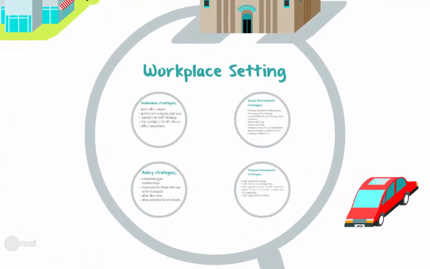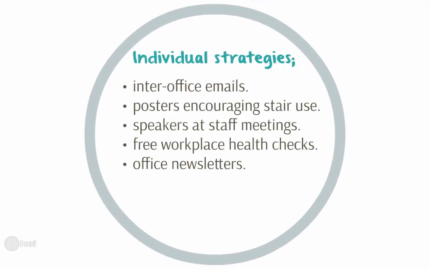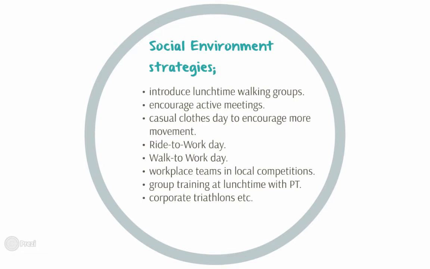If we skip into the workplace, individual strategies include things like circulating information through inter-office emails, posters that encourage stair use, speakers at staff meetings, free workplace health checks, and office newsletters. They're all really important ways of getting the information out there about why physical activity is important and where and how they can become more active. Social environment strategies, and there's lots of these. Lunchtime walking groups, active meetings, casual clothes day to encourage more movement, ride to work day, walk to work day, workplace teams in local competitions, group training at lunchtime with a personal trainer, corporate triathlons, etc. Anything that gets people together being active in groups.